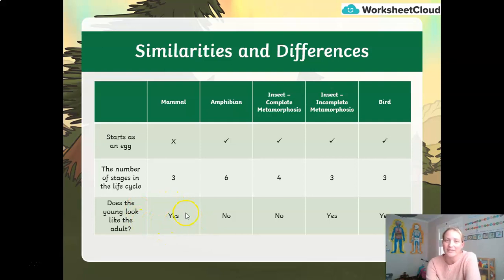replicas of their parents. Amphibians, no, they do not look like the adults. Remember, they go through their own form of metamorphosis. Complete metamorphosis, no. Incomplete, yes, they hatch as nymphs and they look like little versions of their parents. And birds, yes, okay, again, can look very different. Some birds are born without feathers and they develop them, but they do look like their parents.